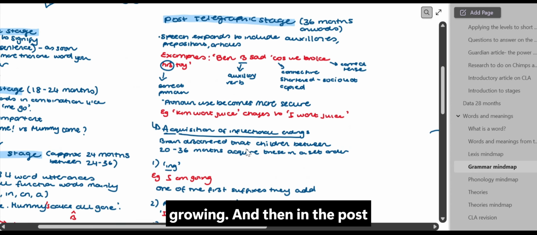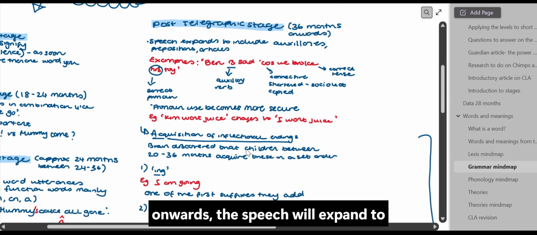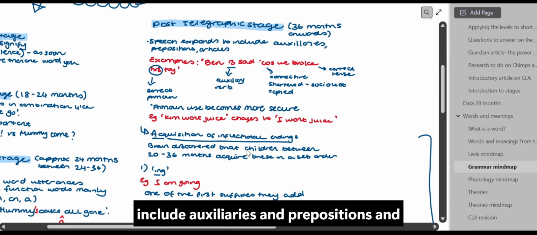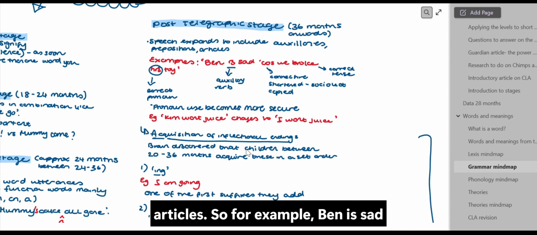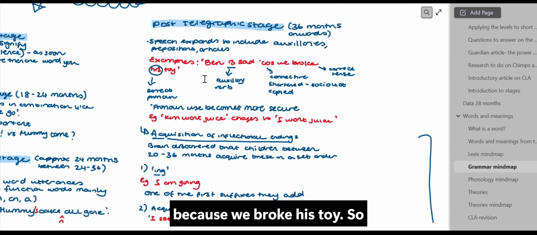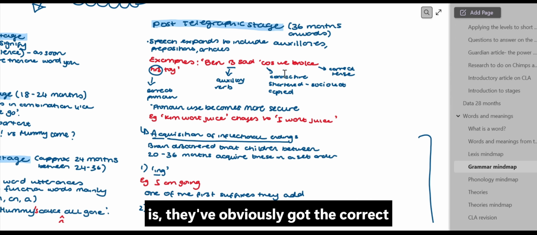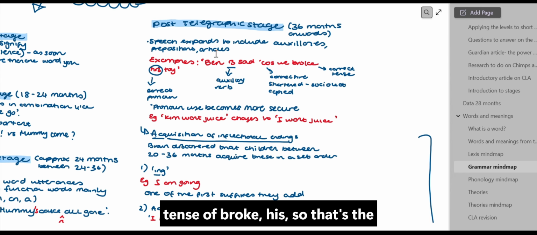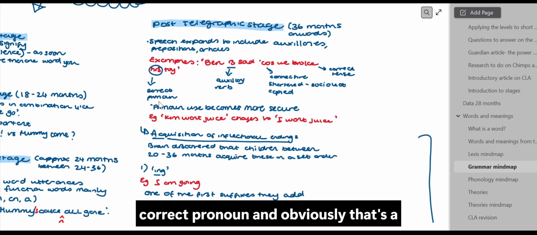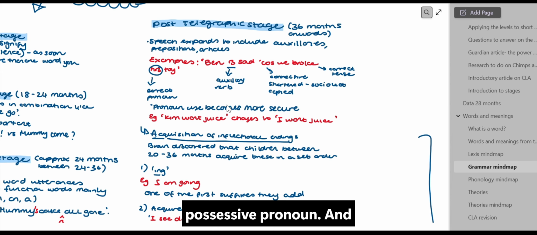And then in the post-telegraphic stage, which is 36 months onwards, the speech will expand to include auxiliaries and prepositions and articles. So, for example, Ben is sad because we broke his toy. So again, they're using the auxiliary verb is. They've obviously got the correct tense of broke. His, so that's the correct pronoun, and obviously that's a possessive pronoun.